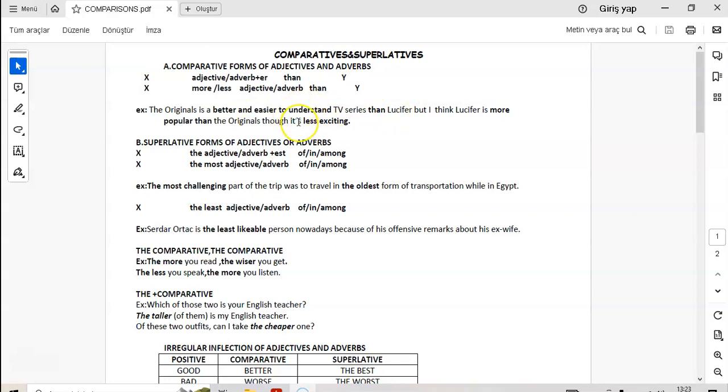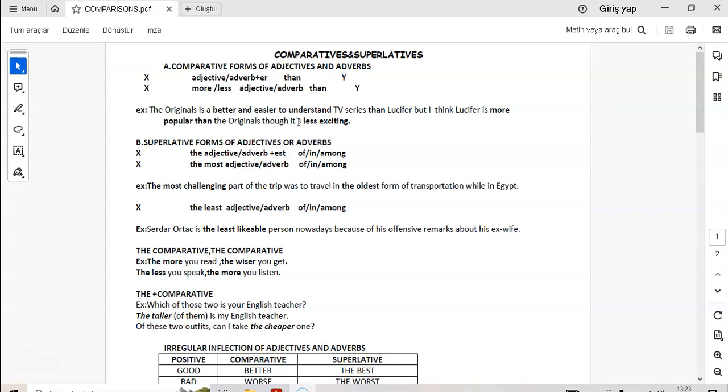When you're making comparisons, if you think that one of them has inferiority, you use the less structure. For example, you say it is less exciting, less difficult. That means it's not as difficult as it is, or it's not as exciting as it is.